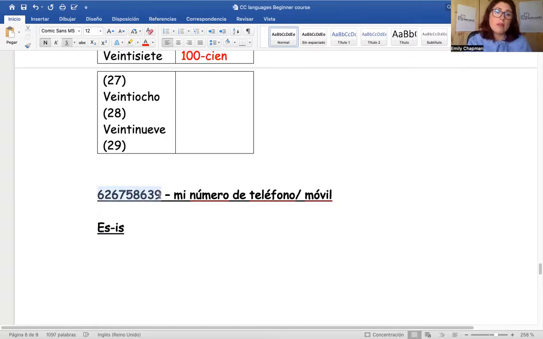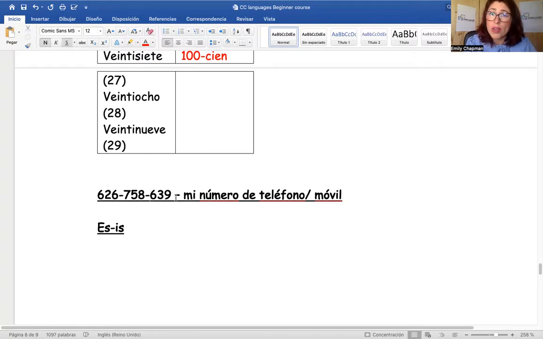This is just a random number that I've made up. So the easiest way to read a Spanish telephone number is to do it in groups of 3, en grupos de 3, and using each number separately. So here I would read 626, 758, 639. Are there other ways of doing this?